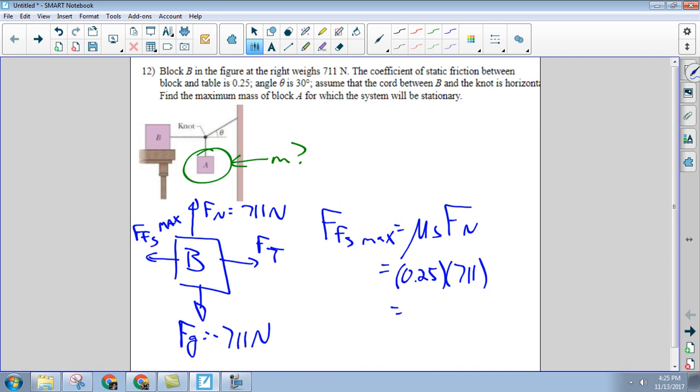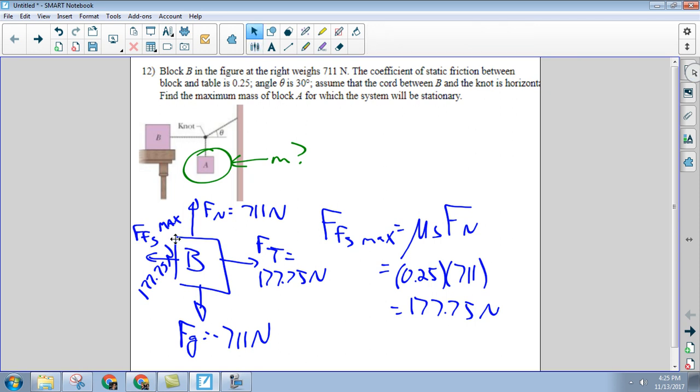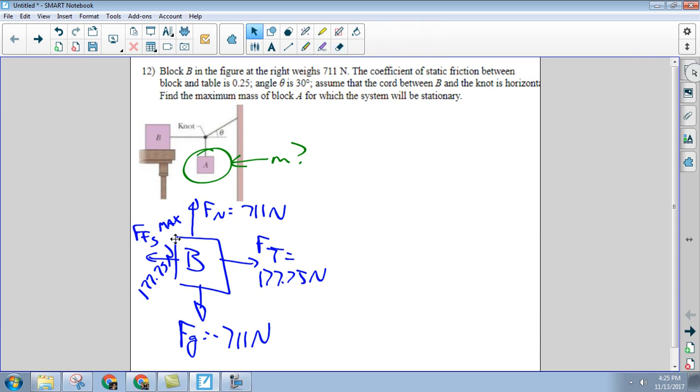So multiply that out, and you get 177.75 newtons. So that's our maximum static friction. So let's assume that our tension is meeting that, right? Okay. So if we are just putting block B on the cusp of moving, this is what block B looks like. Okay. So now let's take a look at what's going on from the perspective of this knot.